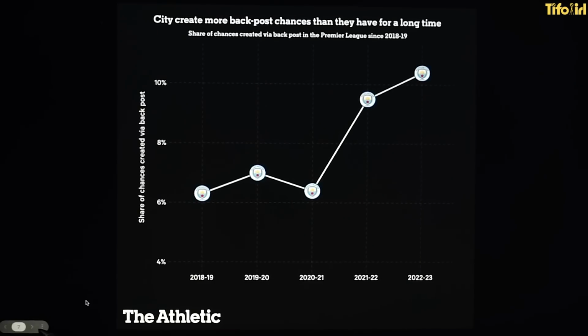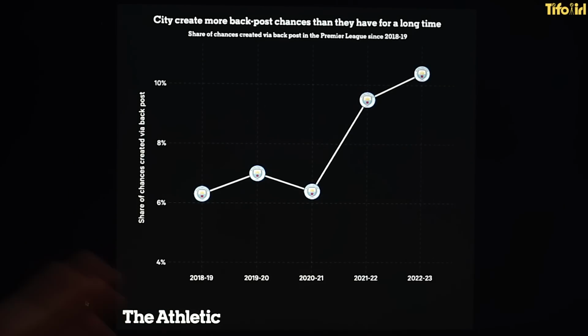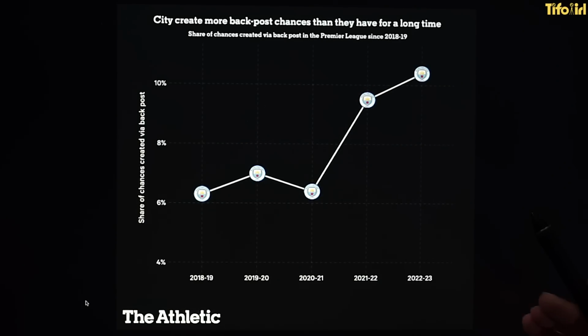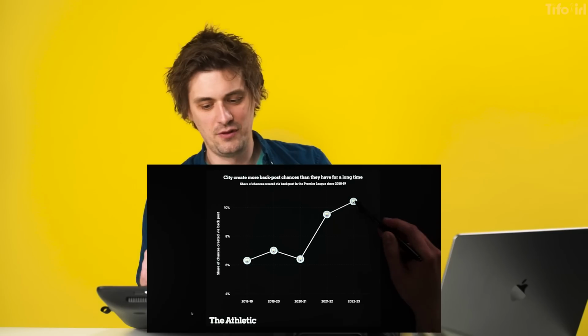Yeah, the raw number is they are also creating a high number of chances, but as a consequence, high back post chances. But if we go on the next slide, you can see that as a share of the total chances that they create, they are also creating the highest share of back post chances for the past 5 seasons. Now I've noticed something in this last one.